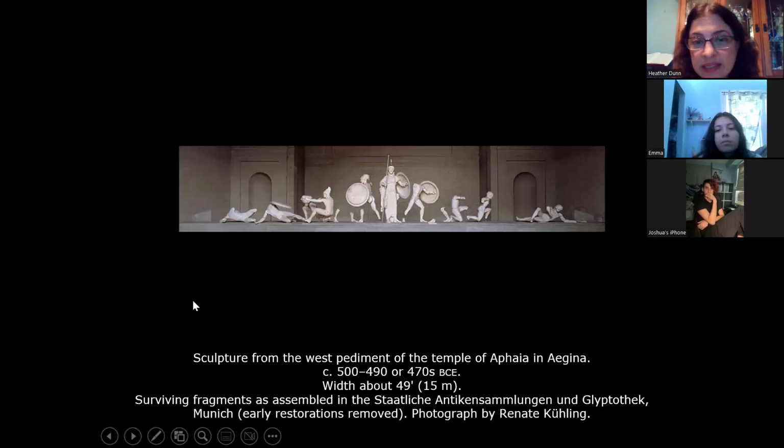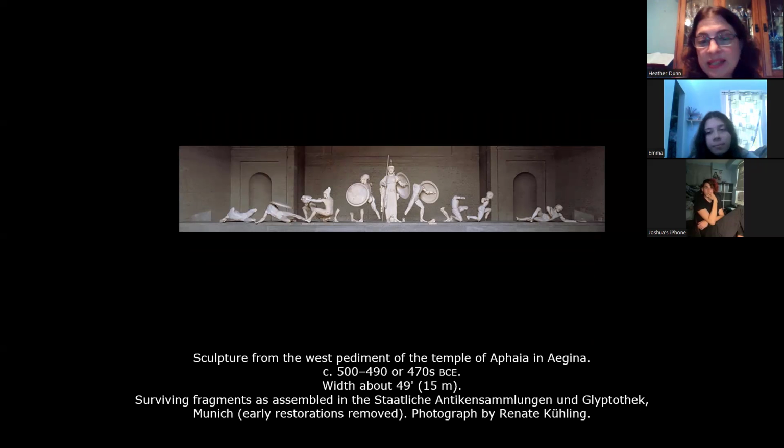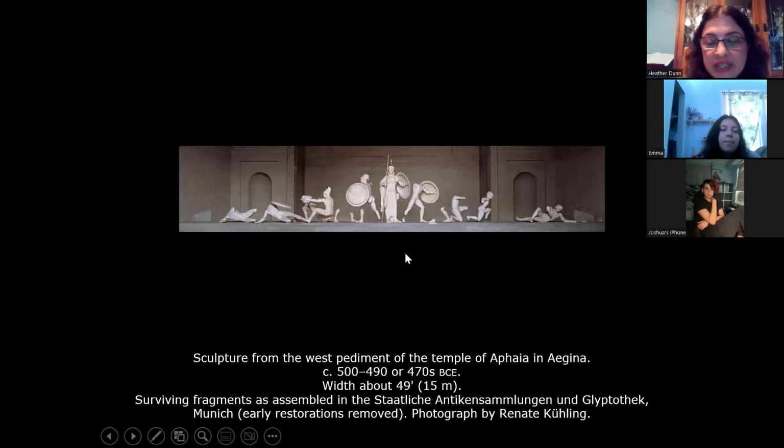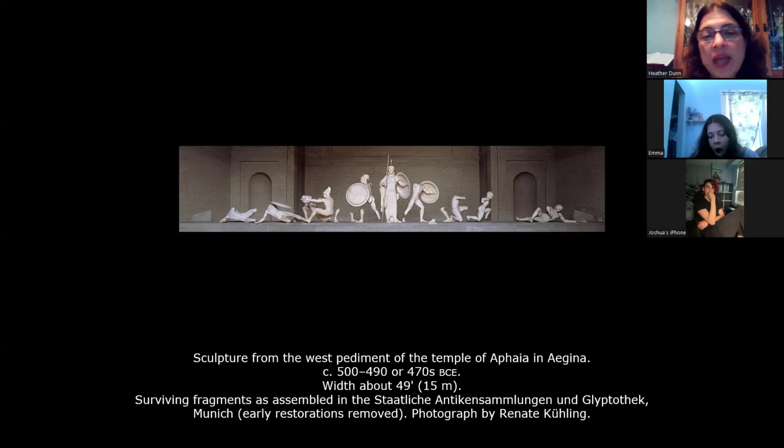So this is the sculpture that is in the pediment of the Temple of Aphaea, and the temple dates to circa 500 to 490 or the 470s BCE. And what they did here, it's really an amazing kind of strategy of how they're fitting these figures into the space. So we have first in the middle here, we have the goddess Athena. And Athena is slightly bigger than everyone else because she's a goddess.